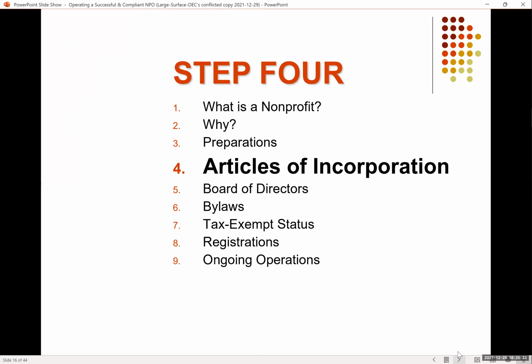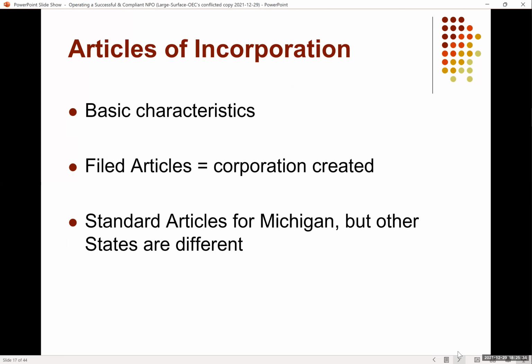So at the state level, when you file your incorporation, every state asks for what they call articles of incorporation. Now in Michigan, they have a pretty good template that you can use, and I've noticed that other states do too. They'll tell you what they want in those incorporation papers and what their laws are. And each state is different.